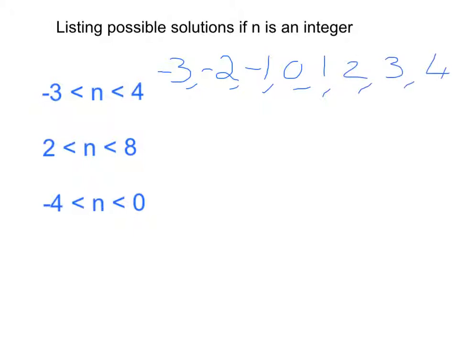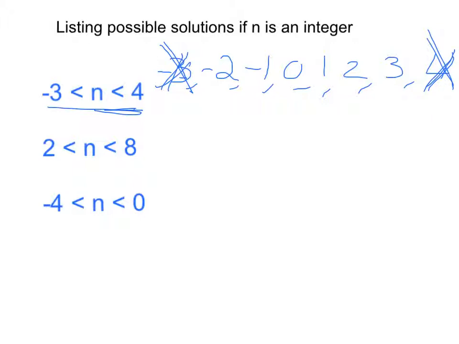Now we need to come back to the inequality. This is saying that -3 is less than n. It's not less than or equal to. So it can't actually be -3 because -3 is less than whatever n is. Also, n is less than 4. There's no extra little line. So n can't actually be 4. It's got to be less than 4, which means we cross out this end one. So the possible solutions for n are -2, -1, 0, 1, 2 or 3.